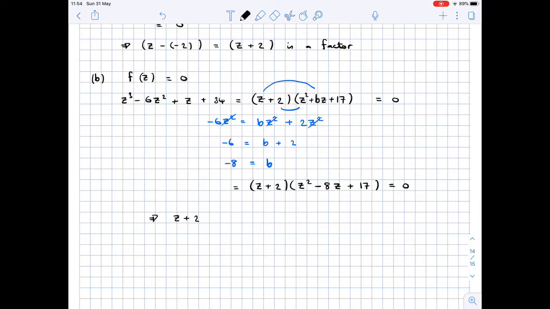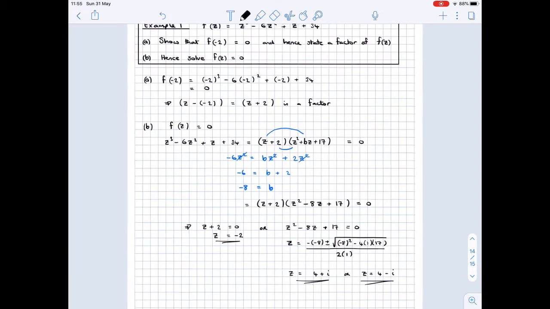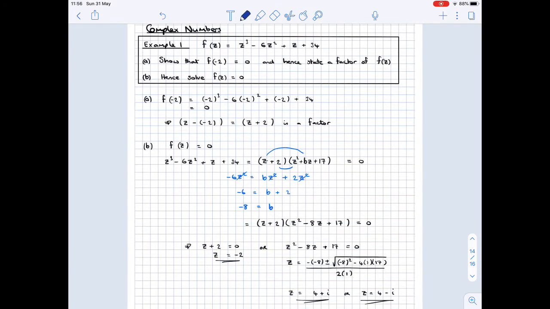Now we know that z plus 2 equals 0, therefore z equals minus 2, as shown before, or the quadratic equals 0. Now to solve this quadratic, it doesn't factorise, so let's use the formula. Filling all our values in, taking care to fill them all in, which then leads through to the solution z is equal to 4 plus i, and also the conjugate z equals 4 minus i. So complex numbers will always come in conjugate pairs for solutions.